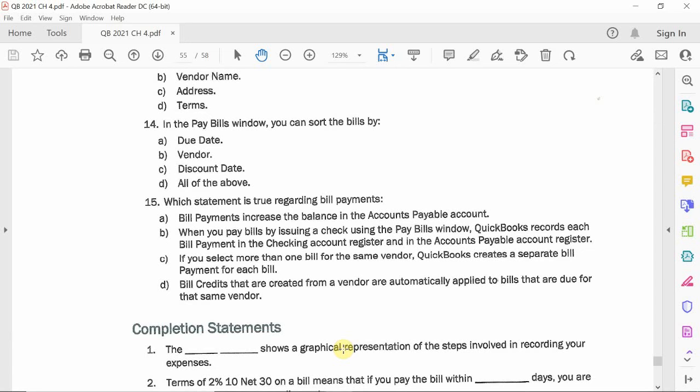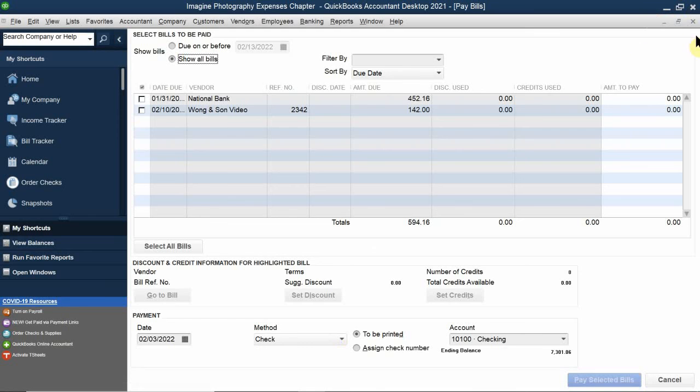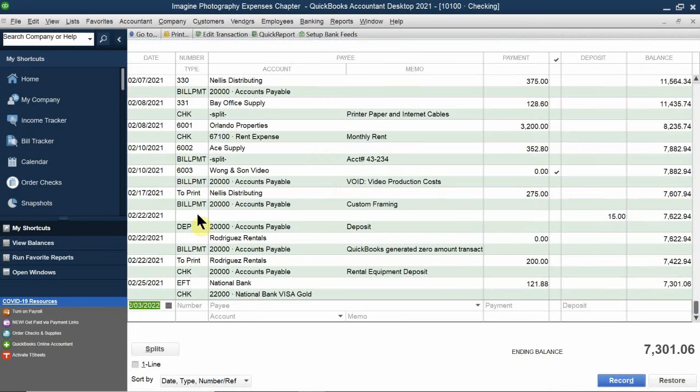All right, B says when you pay bills by issuing a check using the pay bills window, QuickBooks records each bill payment in the checking account register and then in the accounts payable account. So I did show you this, right? I showed you that for every bill payment, it's going to show up in your checking account, right? It's going to show up as a bill payment. Okay? It's going to tell you that you paid off a bill.